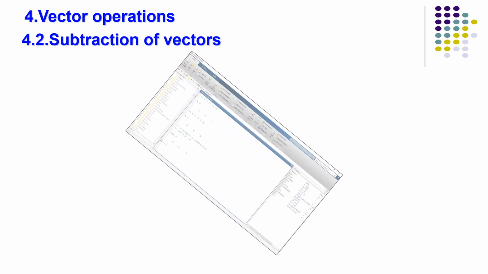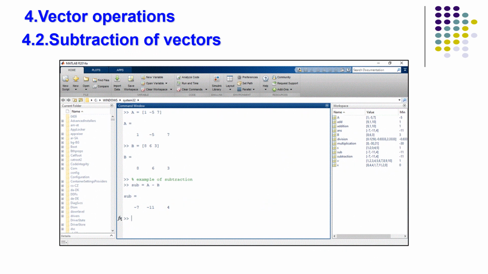Now we move toward the subtraction of vectors. A similar condition also applies to the subtraction of vectors. Both vectors should have a similar dimension or size, and subtraction is applied here also.